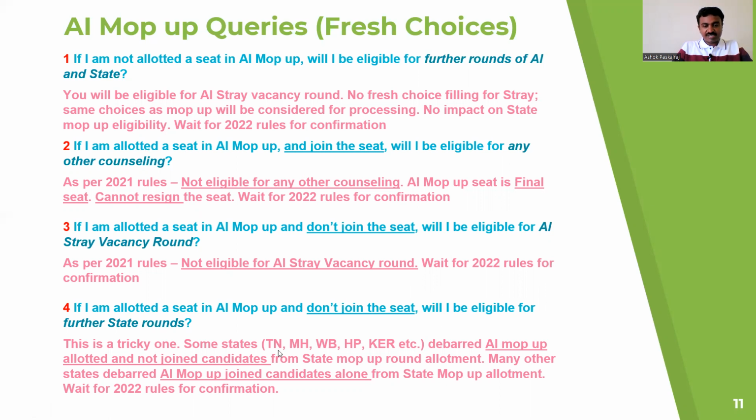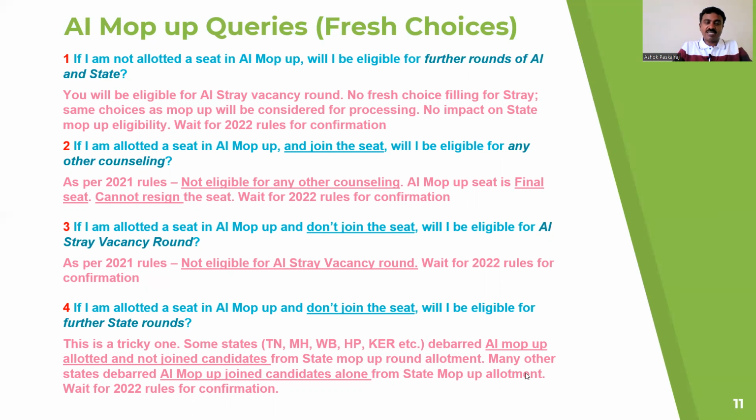Some states, for instance, Tamil Nadu, Maharashtra, West Bengal, Kerala, Karnataka, Himachal Pradesh, debarred All India Mop-up allotted and not joined candidates. All allotted candidates, irrespective of joining or not joining, were debarred from state Mop-up, which means once the AA Mop-up allotment list is out, these states would take up the entire allotted candidates list and they would debar them from their state council. So be very clear about your choices and be very clear whether this is the same rule in these states this year when you're filling choices for All India Mop-up, because you will not only lose All India stray vacancy eligibility, you will also lose state counseling eligibility if you are just allotted in All India Mop-up, and even if you don't join, you will lose eligibility.